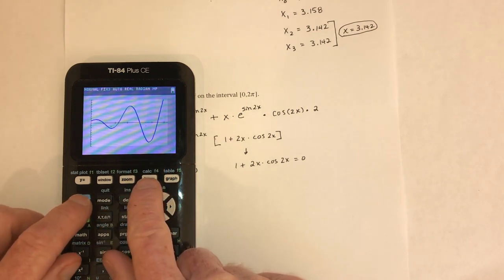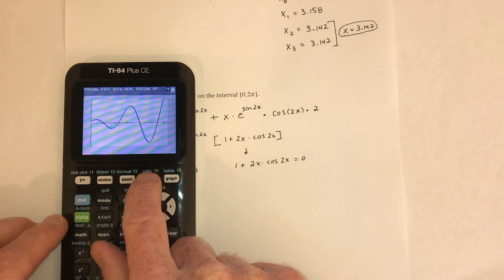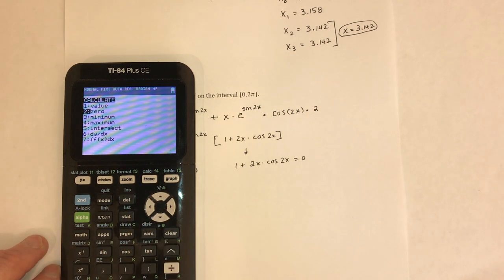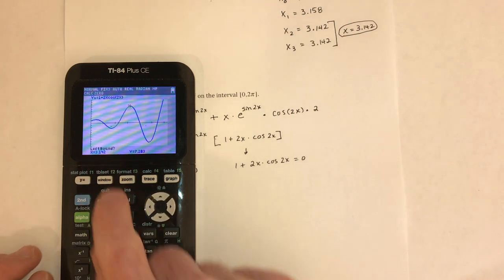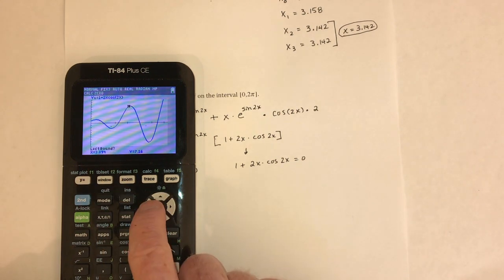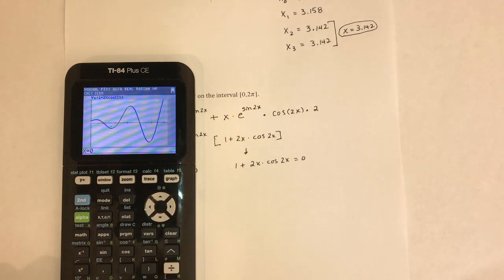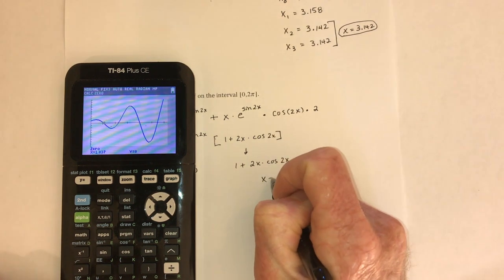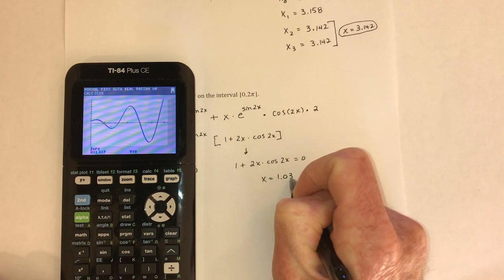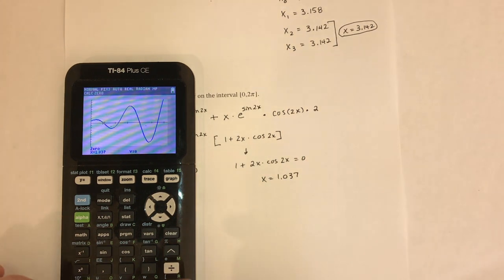So to find out where it equals 0, go to second calculate. There's number 2, the 0. And then that one is at approximately 1. So you could move the cursor, or you could just say look between 0 and 1.5, and I think the answer is 1. So it's 1.037 is one of them.